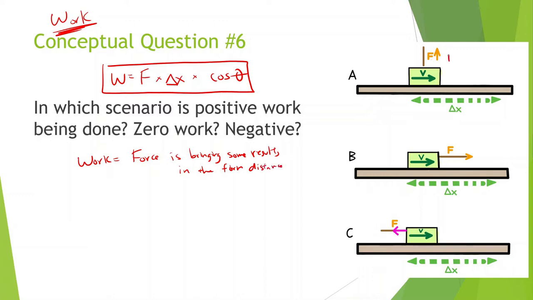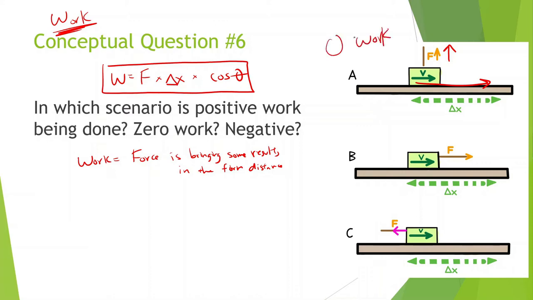We have force that's going up, and this is moving to the right. So what we can see is, even though this force is going up and there is a displacement, the object isn't going up at all. So even though there's a force going up and it's moving to the right, there's going to be zero work happening because the force isn't helping with it moving to the right at all. And in this case, there'd be zero work.